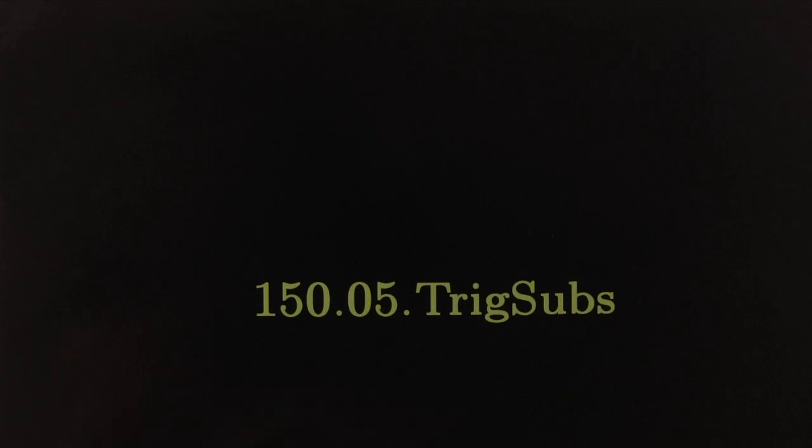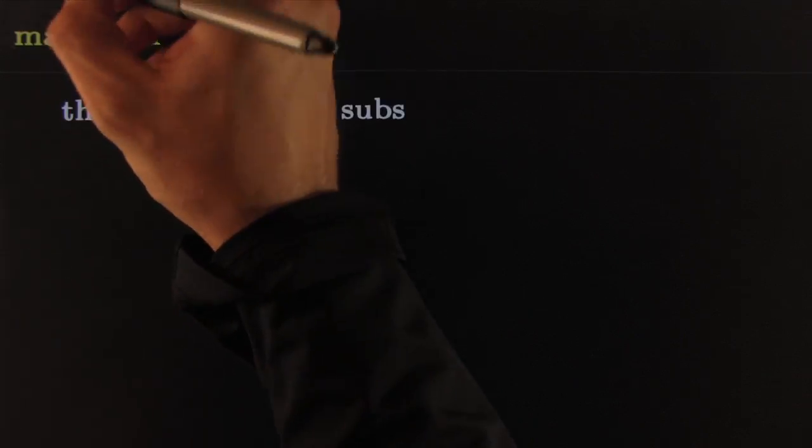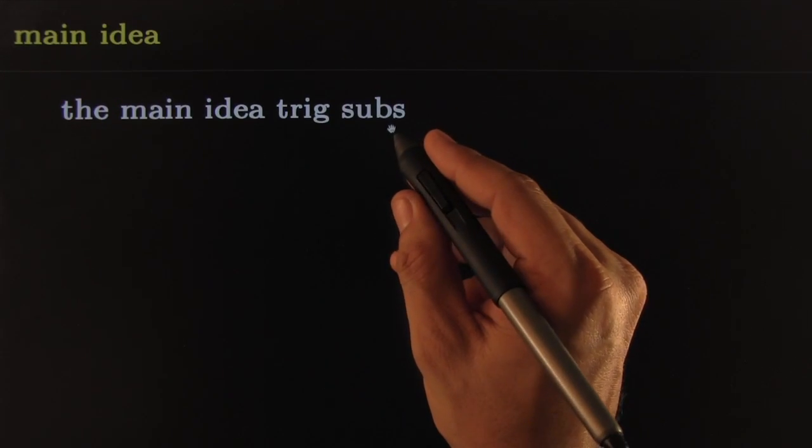Alright, so today we're learning a different technique. It's called integrating using trig substitutions. So let me explain the idea. The main idea, roughly, goes like this.